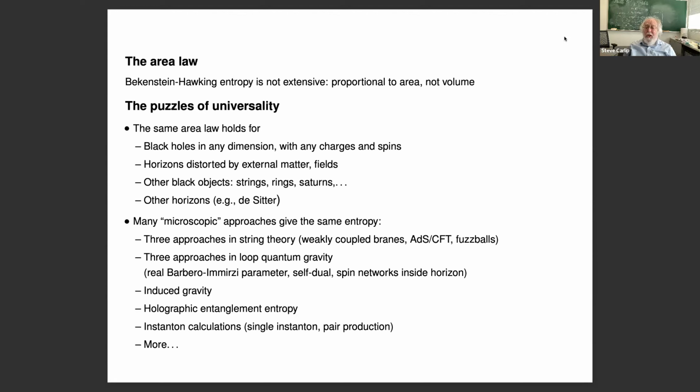Now, some of this is clearly sociological. If I have a proposal for quantum gravity and I calculate the black hole entropy and I don't get a quarter of the horizon area, I'm less likely to publish that calculation. But if you completely discount that, the fact that these approaches all can give you the correct answer, or the standard answer, is again a puzzle.